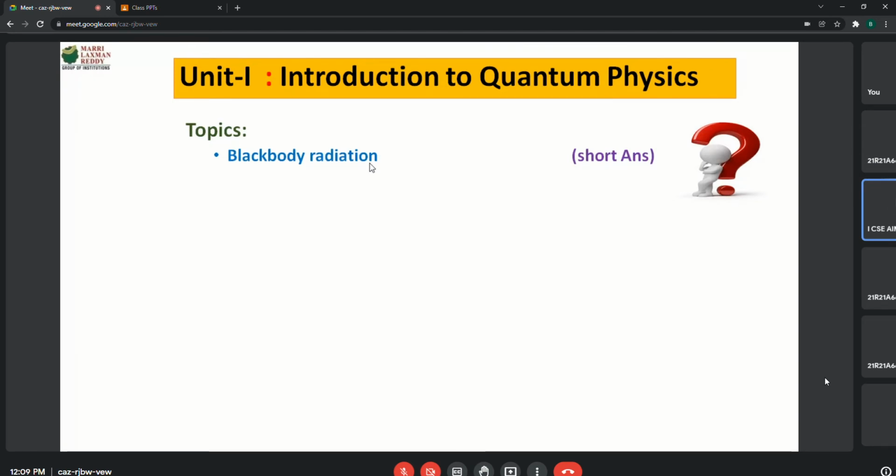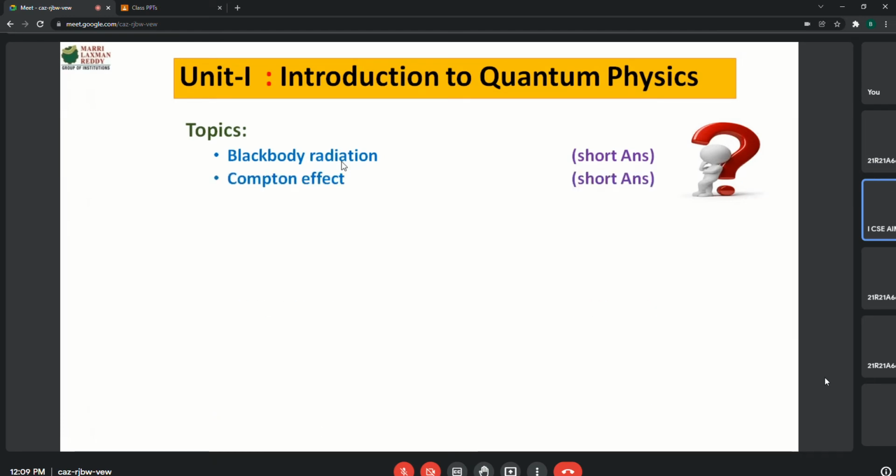Black body radiation has never been given as a long answer question. So we can expect it 80%, 90% even in the semester exam, as a short answer question only. What is to be written for black body radiation, I will explain later. But the thing is, this comes under short answer questions.